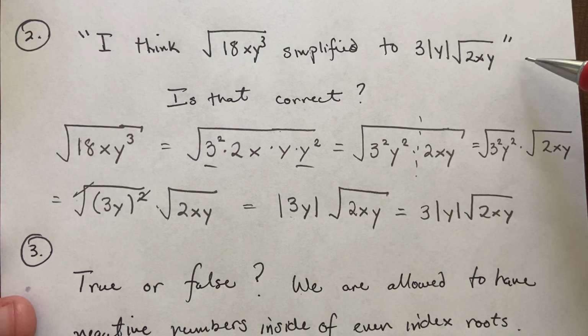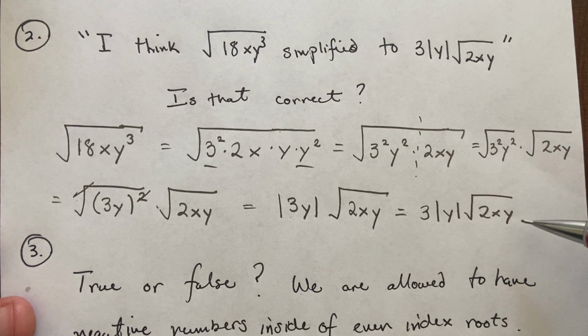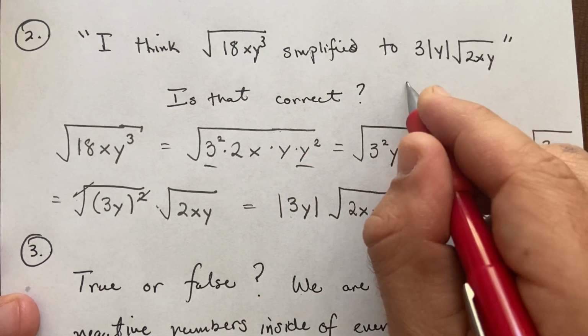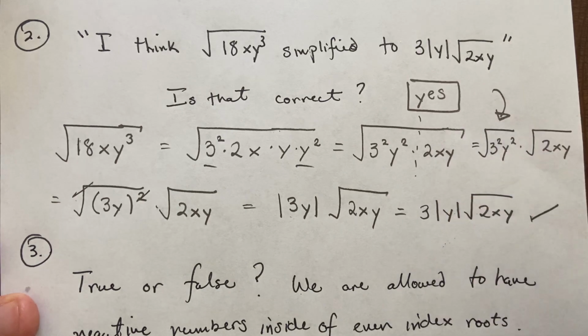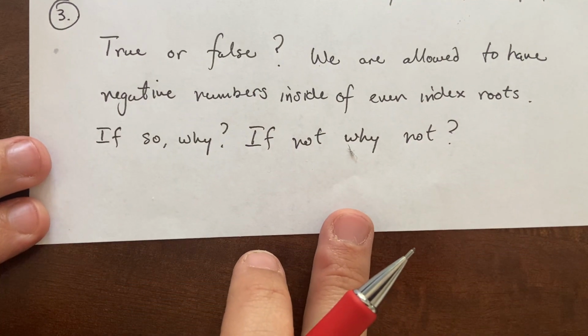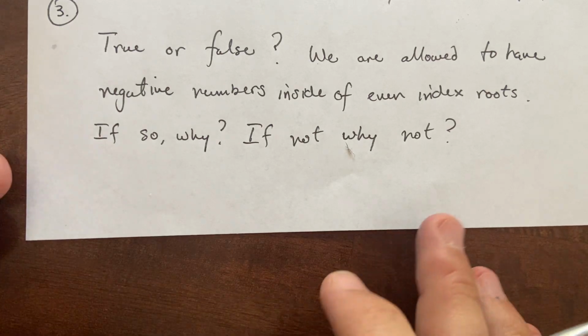And just looking at what the proposed solution was, this looks correct. 3y root 2xy. So is that correct? Yes. And because of all these reasons down here. All right, so number 3, true or false, we are allowed to have negative numbers inside of even index roots. If so, why? If not, why not? So by allowed, I mean, do those result in real numbers?